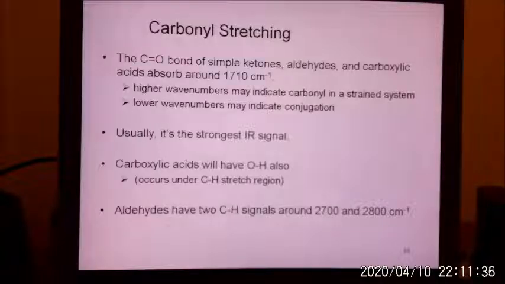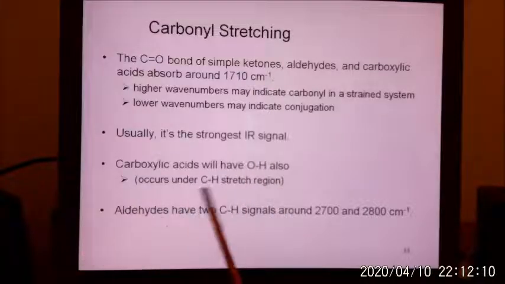Okay, esters appear higher. Cyclobutanone would be higher. Acid anhydrides are higher. If they're lower, then we're thinking conjugation. So amides, because of the resonance form on amides, will have a lower frequency than 1710. Because this is such a strong polar bond, it's one of the strongest signals on your IR.